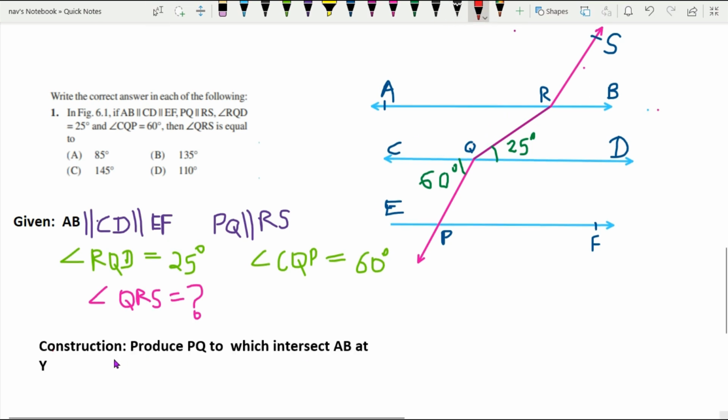So what's the construction? Produce PQ to X which intersects AB at Y. So we are going to draw a new diagram in which there will be a line passing through point Q. See, this is PQ. We are going to extend this PQ like this so that it will intersect somewhere here and there will be some line above this angle QRS. So let us draw the figure.